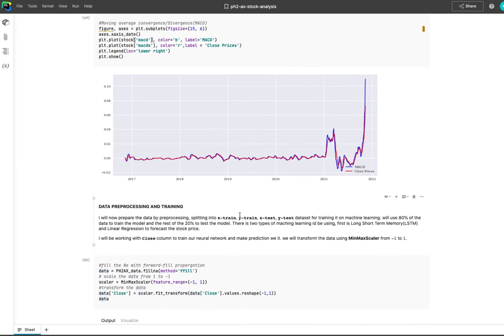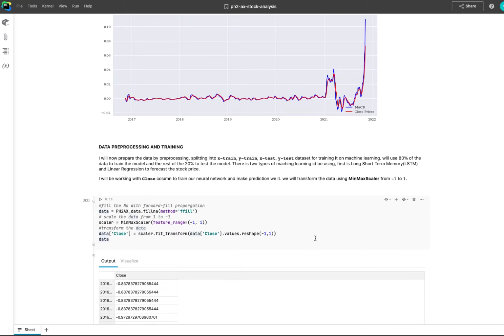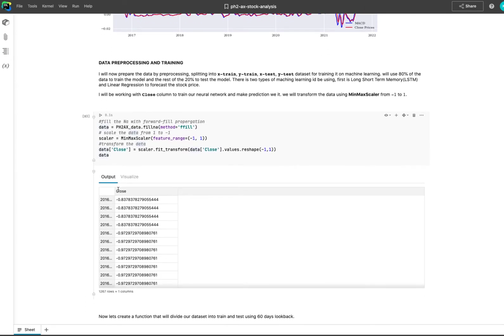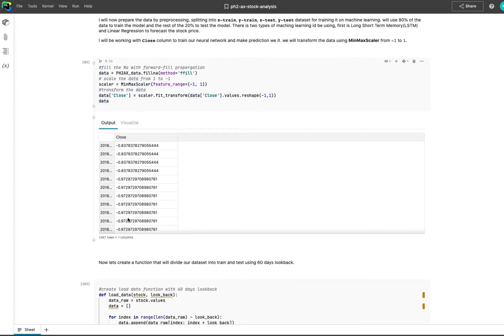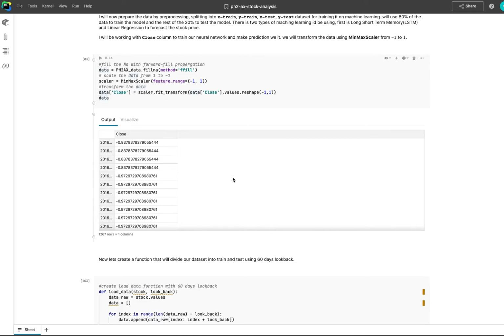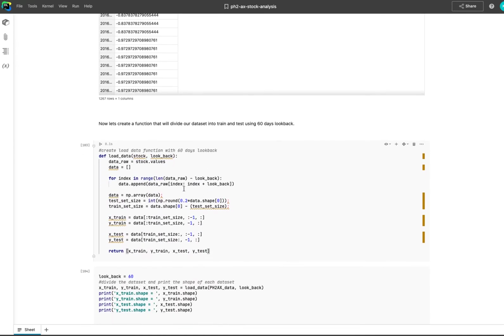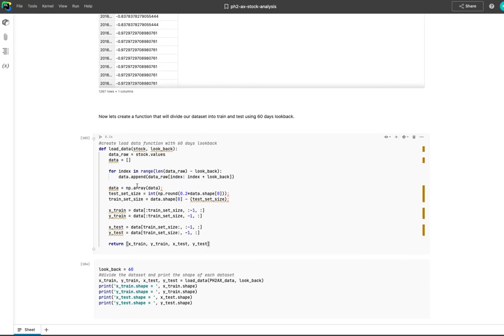We're going to split it into X train, Y test, X train. And we are mainly going to be working with just a closed column and using min-max scaler from -1 to 1 to transform the data. And this is what it does. So now we only have just a column, and you can see over here that it's either -1 or 1. So now we're going to create a function that can load the data and look at 60 days back, so it can also split the data. So this is what it does here.